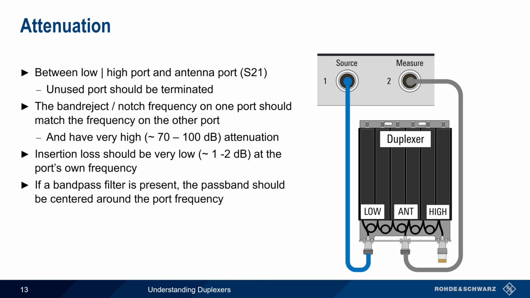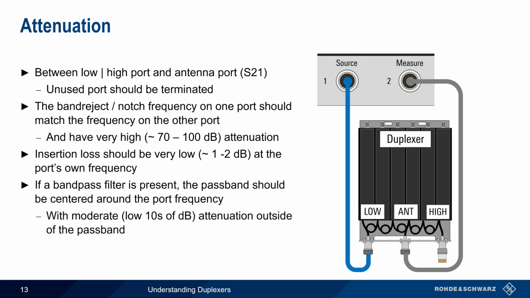For duplexers which incorporate a bandpass filter, the passband frequency and attenuation can also be verified in this way. The passband should be centered around the port's frequency, and there should be at least moderate attenuation, low tens of dB, outside of the passband.